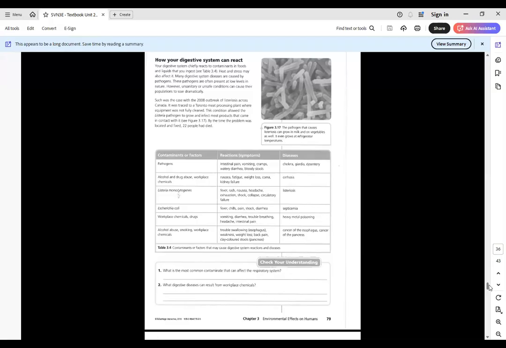Stress can affect your digestive system, making you not want to eat, perhaps taking away your appetite because you're stressed, could lead to ulcers. Ulcers are holes in your stomach lining. They can be very painful, uncomfortable. So there's all sorts of different ways the digestive system can react to its environment.